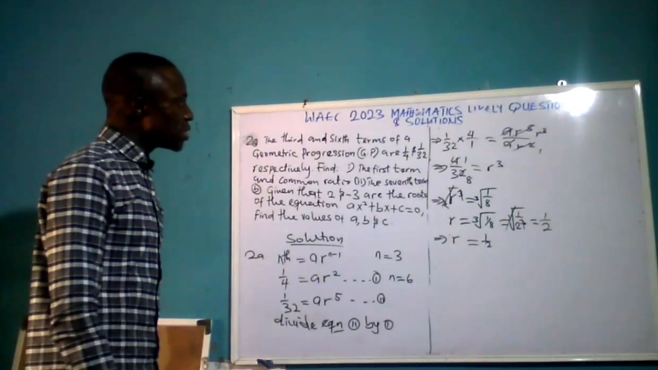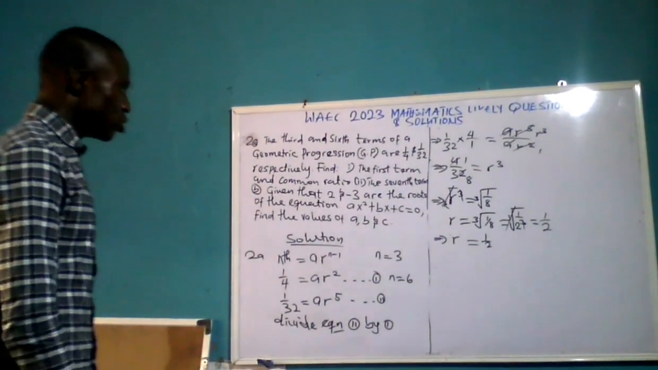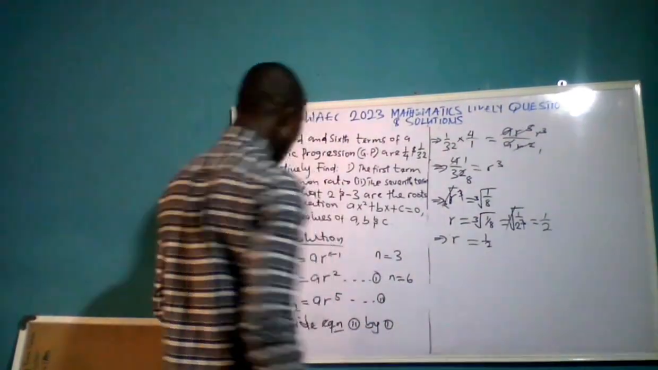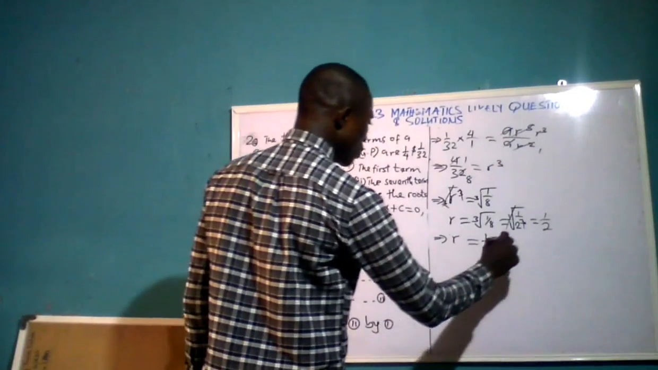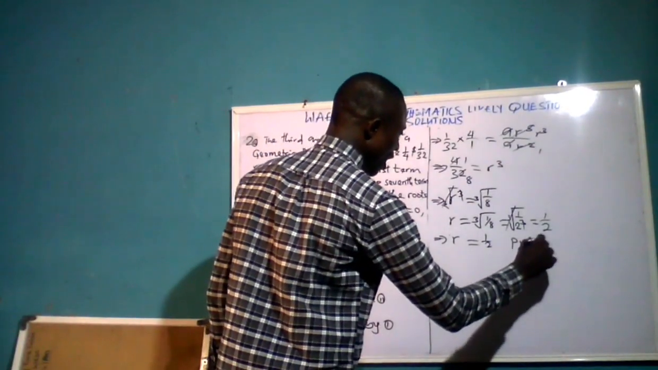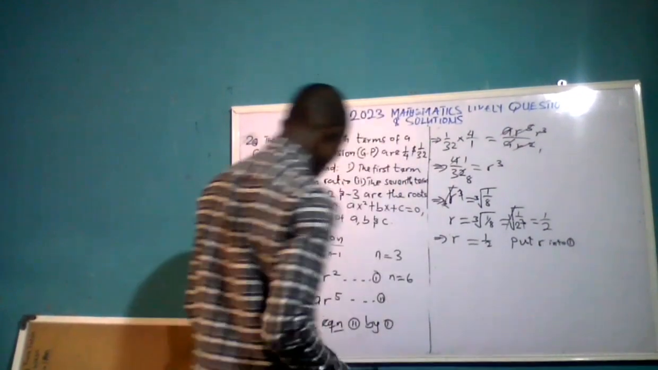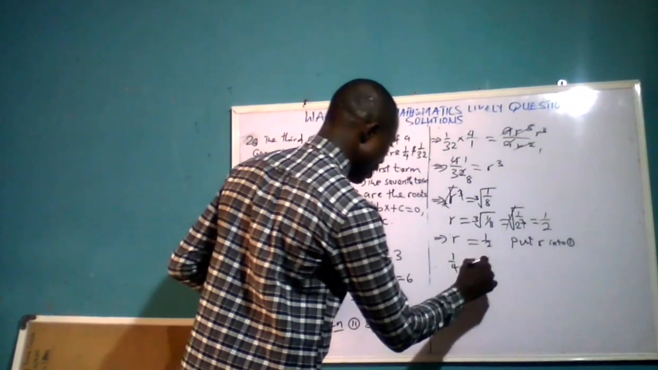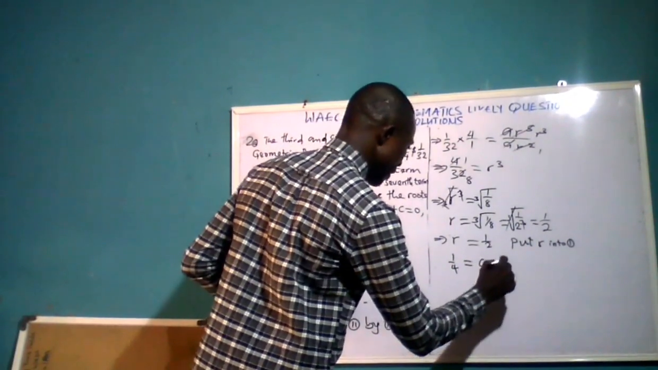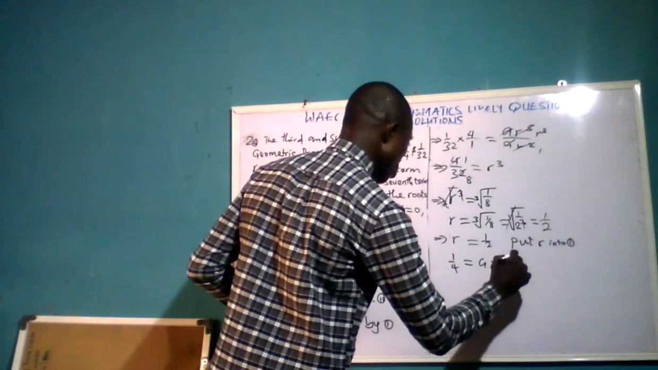Now, the next thing, we also have to find the first term. Just substitute r into any of these equations, either equation 1 or equation 2. Let's use equation 1. So if you put r into equation 1, that will give you 1 all over 4 equal to a multiplied by half raised to power 2.